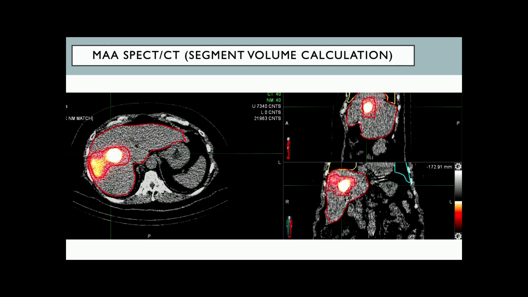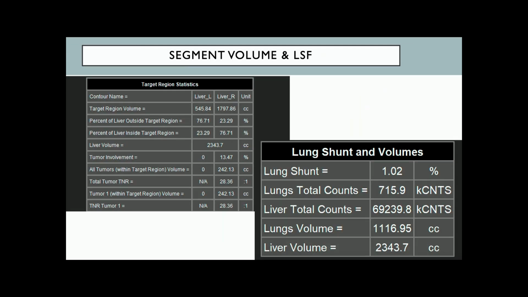But in a case like this, you would expect the lung shunt fraction to be negligible. 100%. It's probably 5 or 6. So it was 1. Not even. 1. There you go. So this is with cone beam CT, with SPECT CT data, but on the planar it was like 1.5%, something like that.